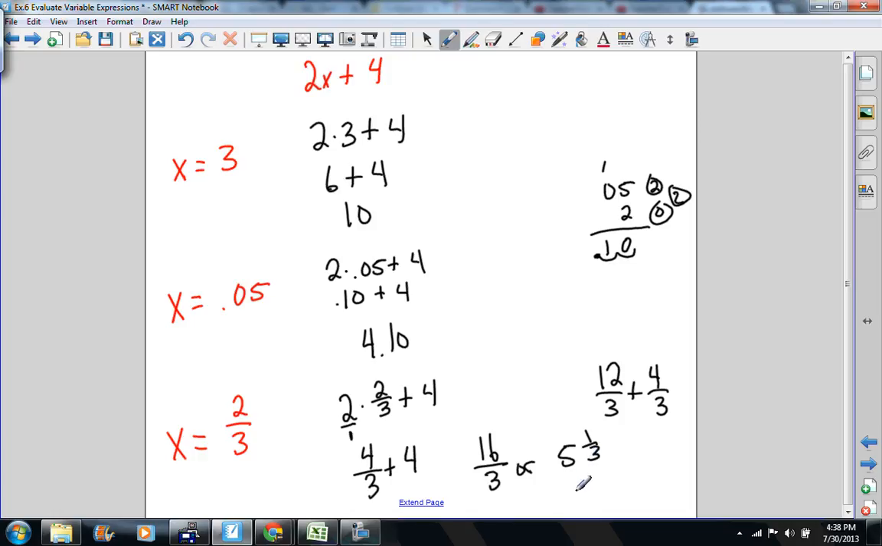Okay? So I know that this stuff gets a little tricky here, but it's the same concept. I just want you to understand that all of this is old stuff that we've done before. We're just coming back to it. But the new stuff, putting a number in for a variable, that's what I want you to understand.